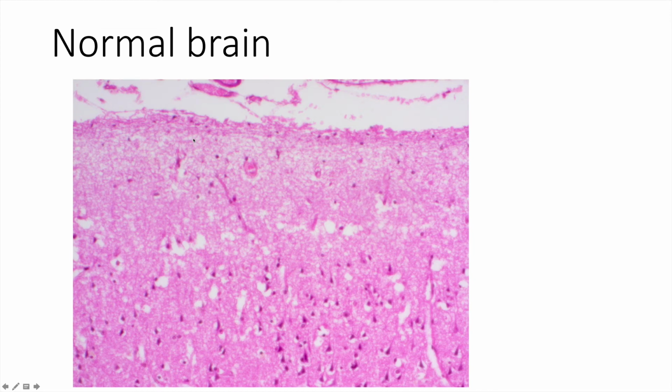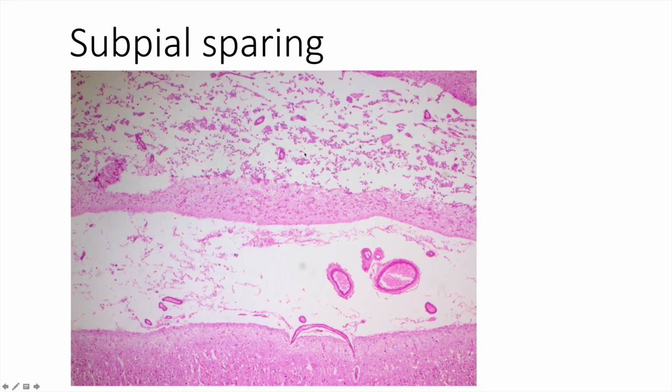Now, if we go up onto high power on the normal brain, hopefully you can see some characteristic pyramidal shaped neurons down here in layer 3, and they have got their apical dendrite pointing up to the cortical surface. If we then move across to the cavity or the infarct itself, there's an interesting area next to the cortical surface that seems to be spared from destruction, and we refer to this area as subpial sparing, because this area is close to the cerebrospinal fluid in the subarachnoid space and close to these vessels, and so can still be supplied with nutrients.